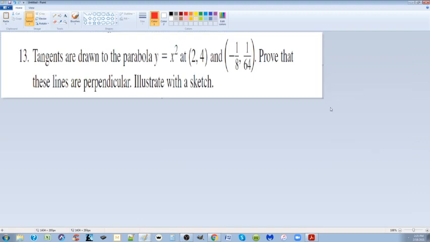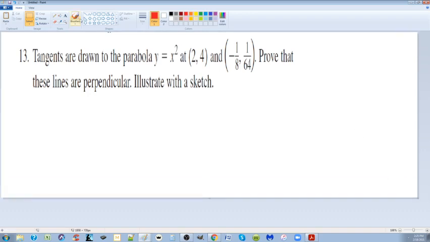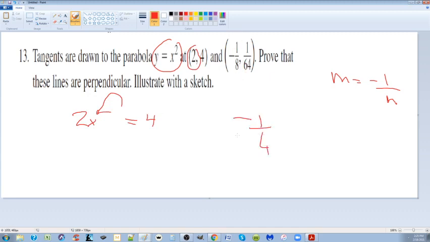Tangents are drawn to the parabola at this point and that point. Prove that these lines are perpendicular. So as I said, perpendicular lines will have negative reciprocal slopes. So you have to find the derivative of that. It's 2x. And you'll have to find the tangent at 2. So the slope there is 4. So if this is going to be opposite, it's going to come out as minus 1 over 4.